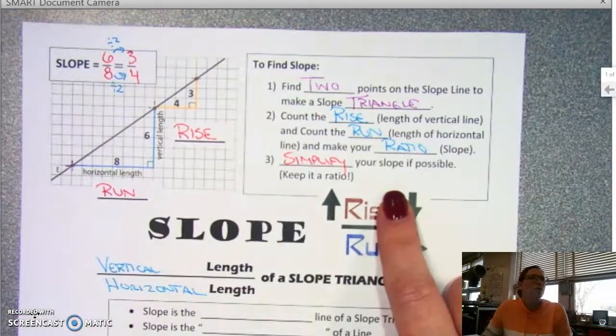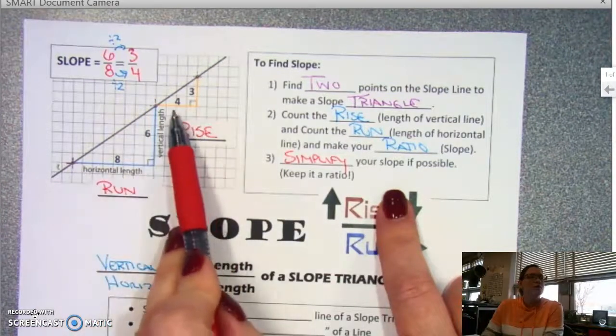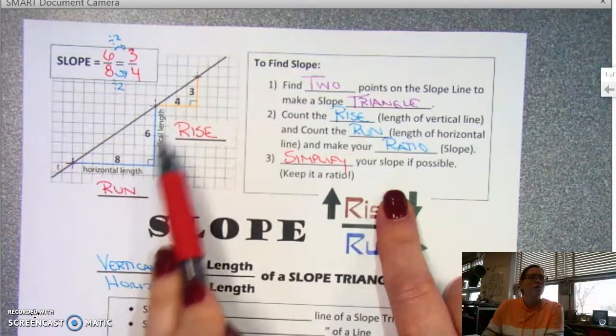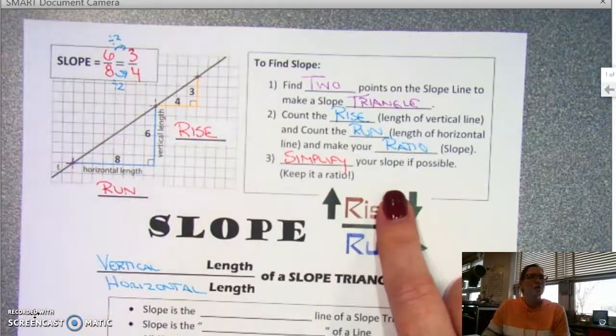So my slope would be 3 over 4, and you can see here's a larger slope triangle, but the smaller slope triangle is 3 out of 4. So you can see how, no matter what size slope triangle you make, they're always going to be equal to each other.